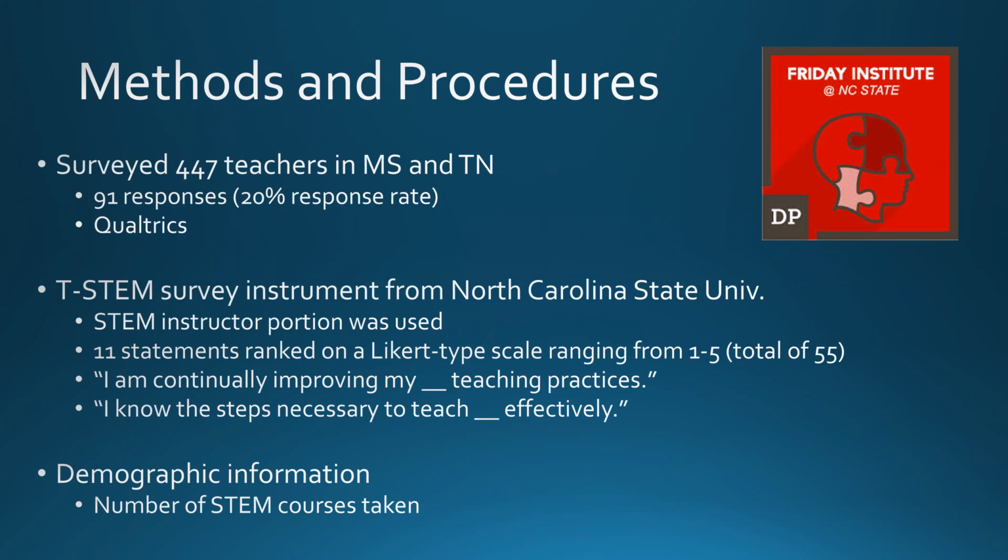There were several different parts of this survey, but we chose the one that was most pertinent to our study needs. This portion gave participants 11 statements that were ranked on a Likert type scale that ranged from 1 to 5. 1 was strongly disagree, 5 was strongly agree, which gave us a total of 55. There are 2 sample statements here, and what we did was we had teachers fill in the blank. So I am continually improving my science teaching practices, and then they would do it for technology, and then engineering, and then math. They did this for each of the 11 statements. We also had them give us some demographic information, which included the number of STEM courses that they had taken.